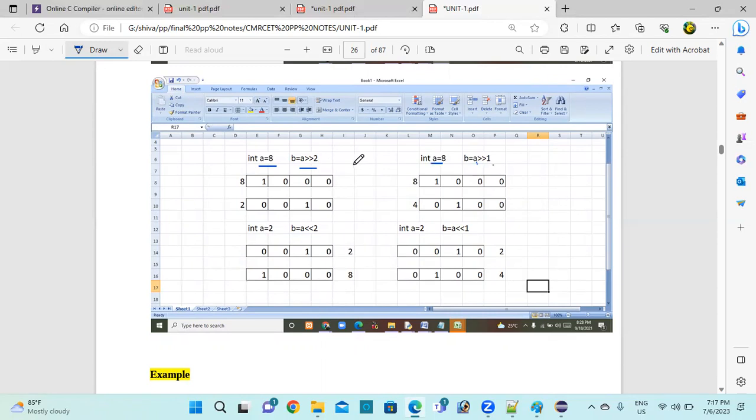So let us solve the problem. We convert 8 into binary. Here I want to shift two positions to the right side. When you want to shift towards the right side, it is not a single bit. You have to move 2 bits in total, from here to here, and this bit to here. So these 2 bits will be deleted.